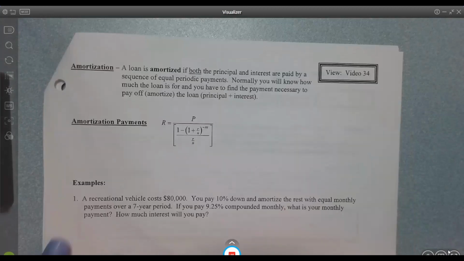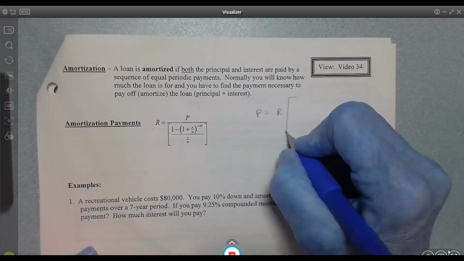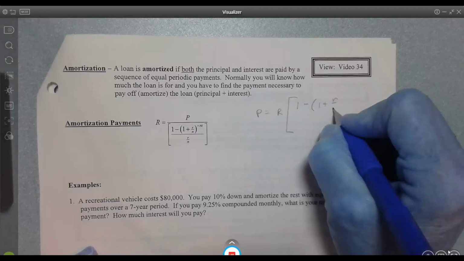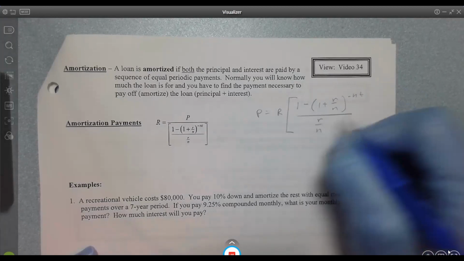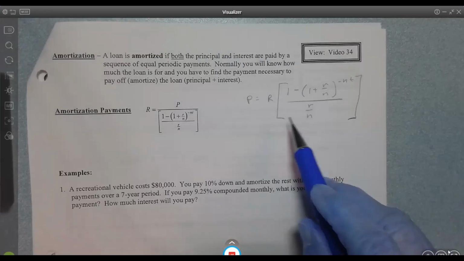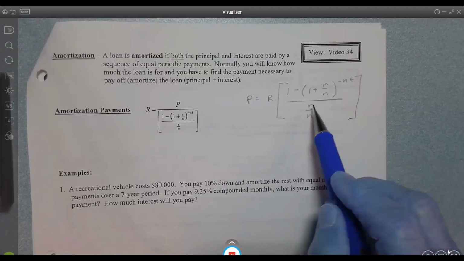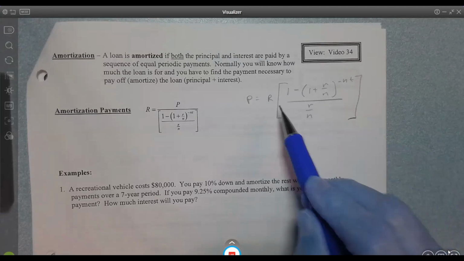Now, a loan is amortized if both principal and interest are paid by a sequence of equal periodic payments. Normally, you will know how much the loan is for, and you have to find the payment necessary to pay off, it's called amortize, the loan. Now, the formula we had just a moment ago. If I need to find my payment, I could use this particular formula. I would find the value in here, and then I would divide both sides by that, and I'd end up with P over that is equal to R. So if you want a different formula, you can, but this is still the same old formula that we had just a moment ago.